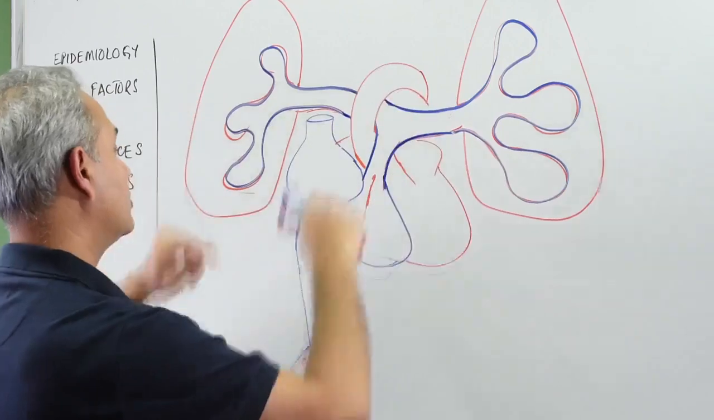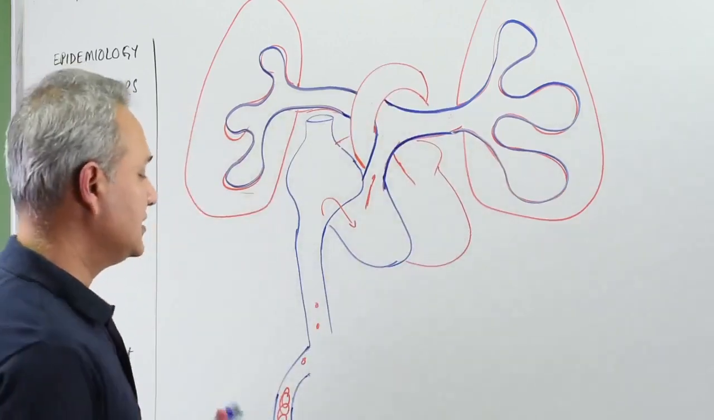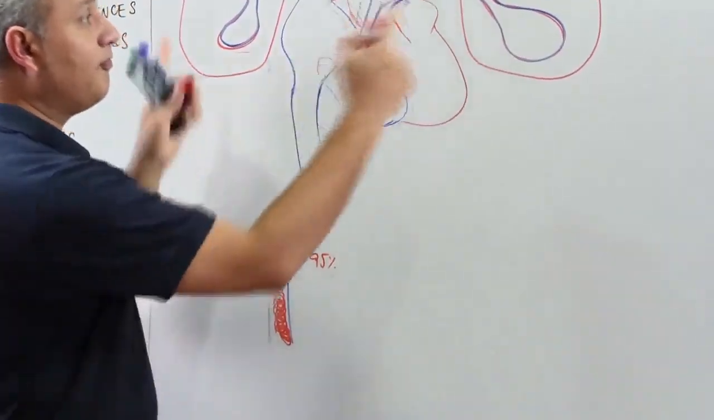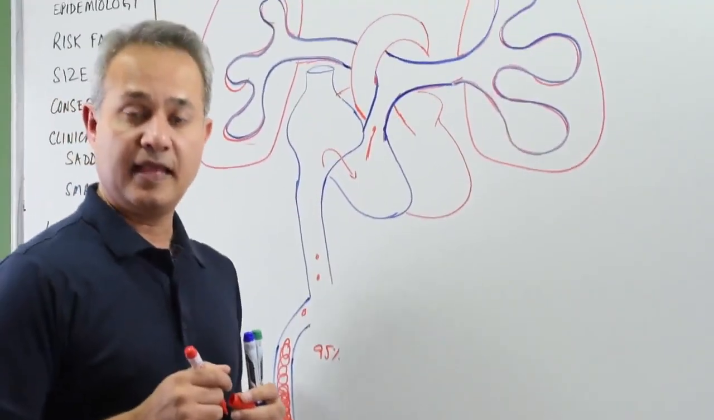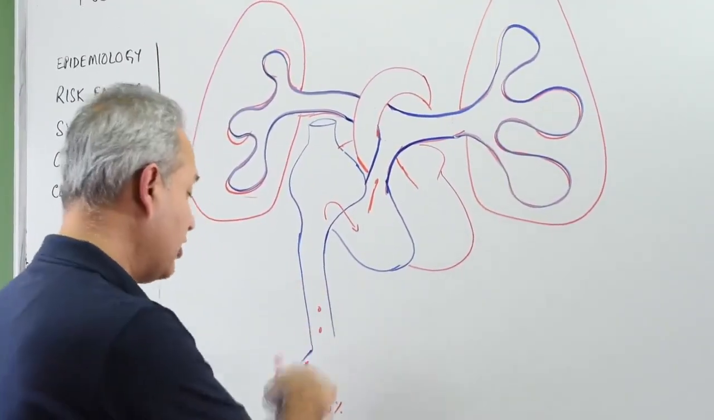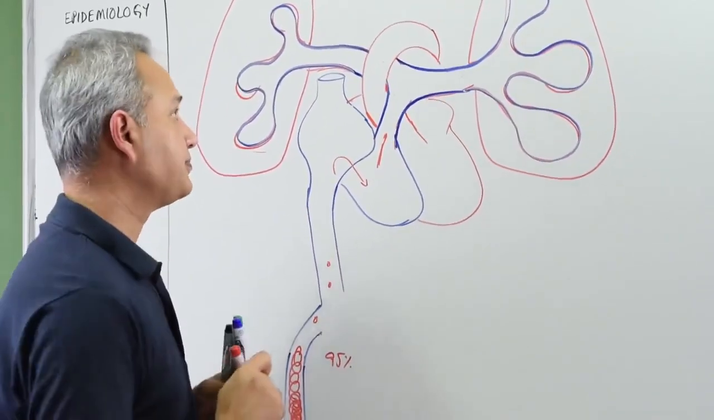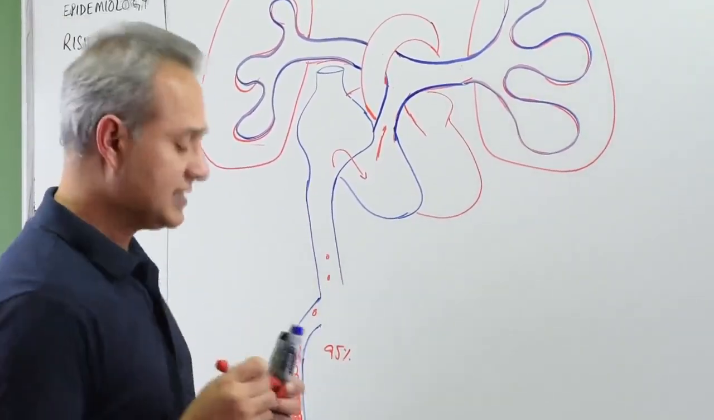So this is the pulmonary thromboembolism. Epidemiology is this: 95% of pulmonary emboli originate from deep vein thrombi. So that is the importance of this. All right. Now, what are the risk factors?